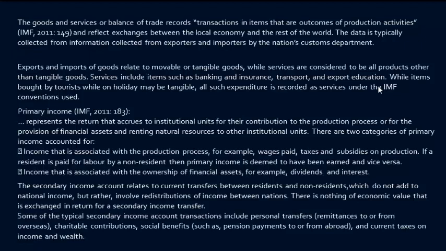So primary income also includes ownership of financial assets. I thought that was secondary. So dividends and interest come into your primary income. Secondary income is related to current transfers between residents and non-residents.